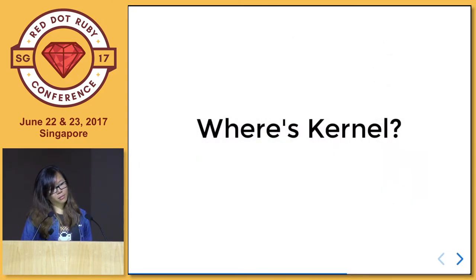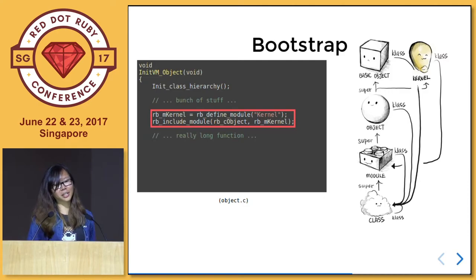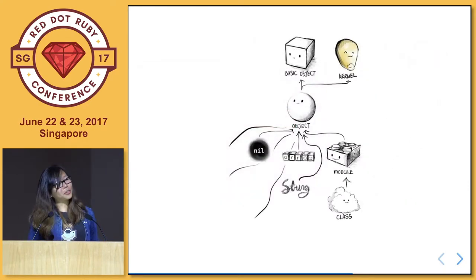And at this point, maybe you're like, where is Kernel? Well, if you go back to InitVMObject, which is a really gigantic function, somewhere in there we are initializing Kernel and including it in Object. And so at the end of all this, your diagram looks something like this, pretty much what we saw from the creation myth just now. In addition to BasicObject, Object, Module, Class, and Kernel, Ruby also initializes all the built-in classes such as nil, String, Array, TrueClass, and so forth, in InitVMObject.